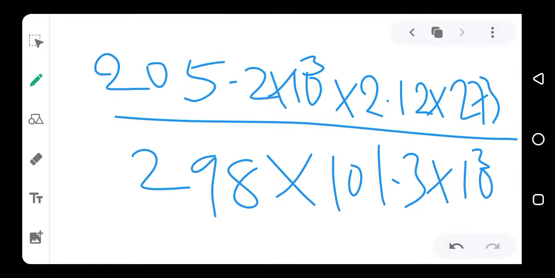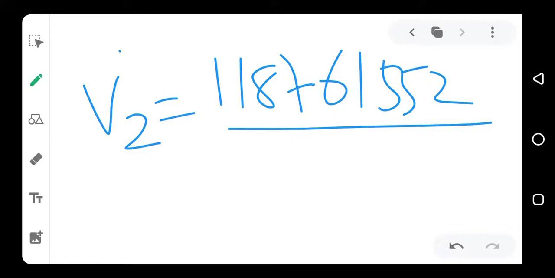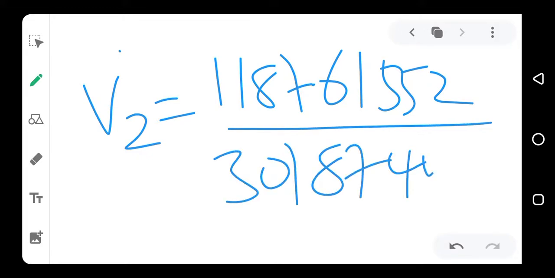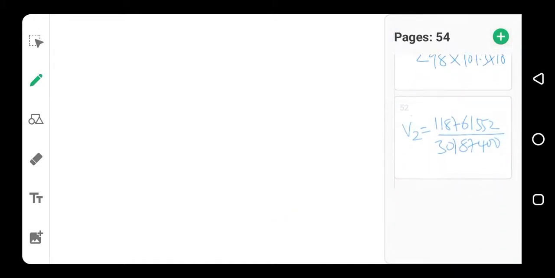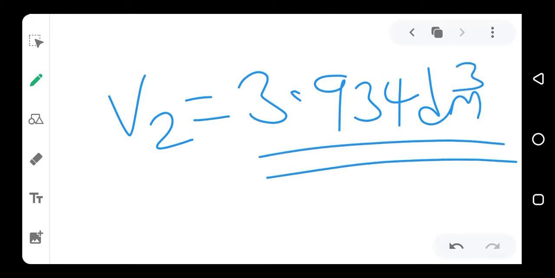Now if we multiply this, we are going to have that V2 is equal to 1187,61552 everything over 301,87400, and if we divide this, we are going to get that our V2 is equal to 3.934 dm cube. This is our answer.